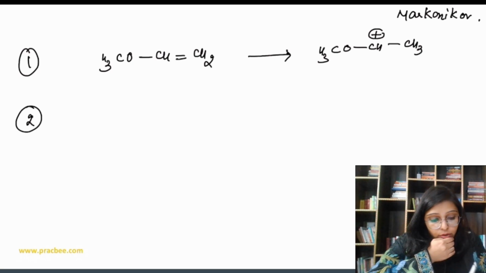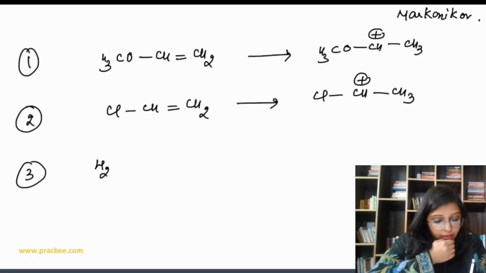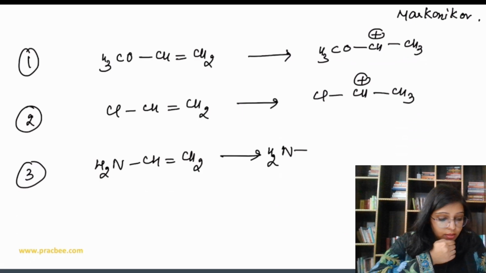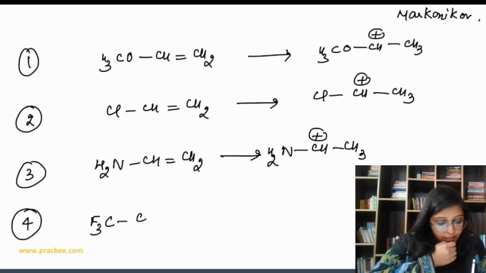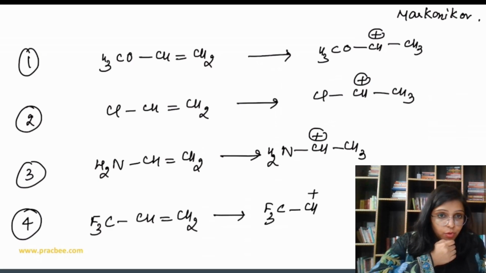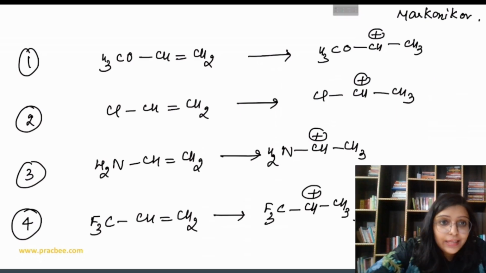Okay. Now in the second option, Cl CH double bond CH2. So again we get Cl CH positive CH3. Now in the third, H2N CH double bond CH2, so we have H2N CH positive CH3. Then in the fourth option, we have CF3 CH double bond CH2. So CF3 CH positive CH3. The point is we have to find out where the carbocation is highly unstable.